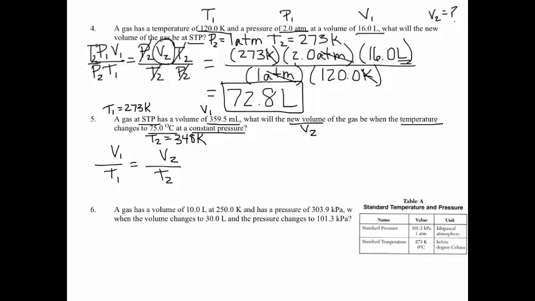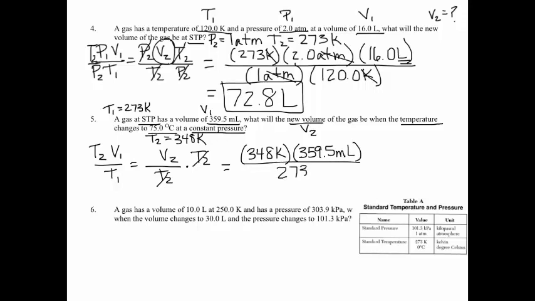So now to get V2 alone, which is what we're solving for, we're going to need to multiply by T2 on both sides. So I'm going to multiply by T2. That cancels out, and that's going to put that in the numerator here. So now we can substitute in our numbers. T2, we said, was 348 Kelvin. V1 was given to us as 359.5 milliliters. And T1, we said it was standard temperature, so that's 273 Kelvin. Our kelvins are going to cancel, and our units are going to be in milliliters.